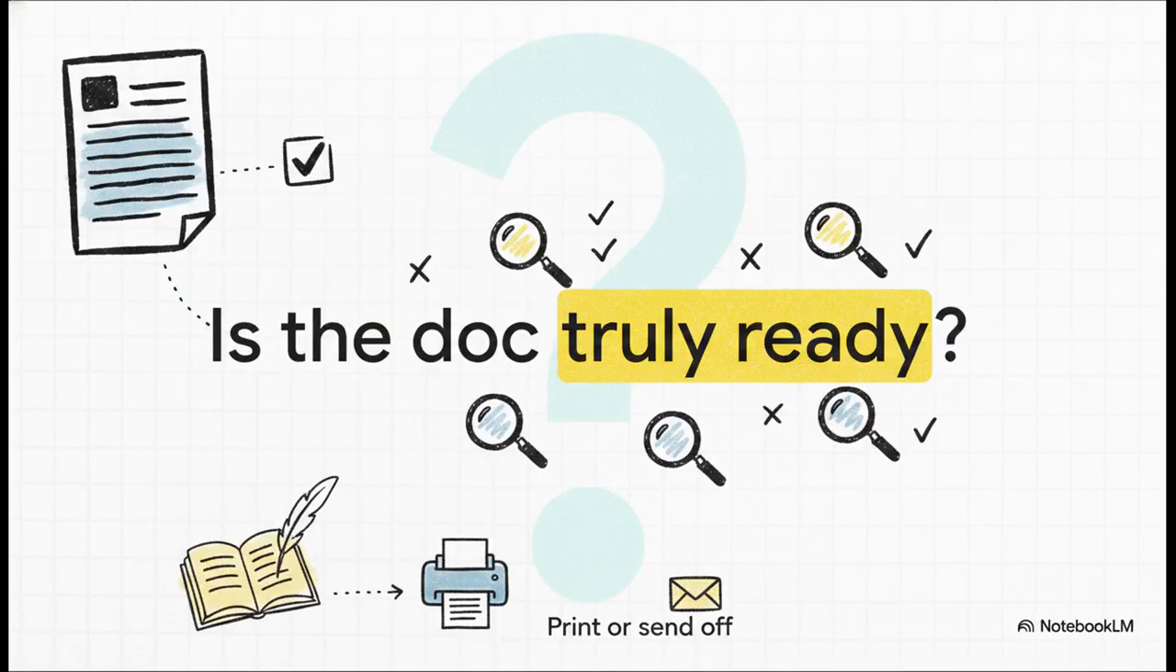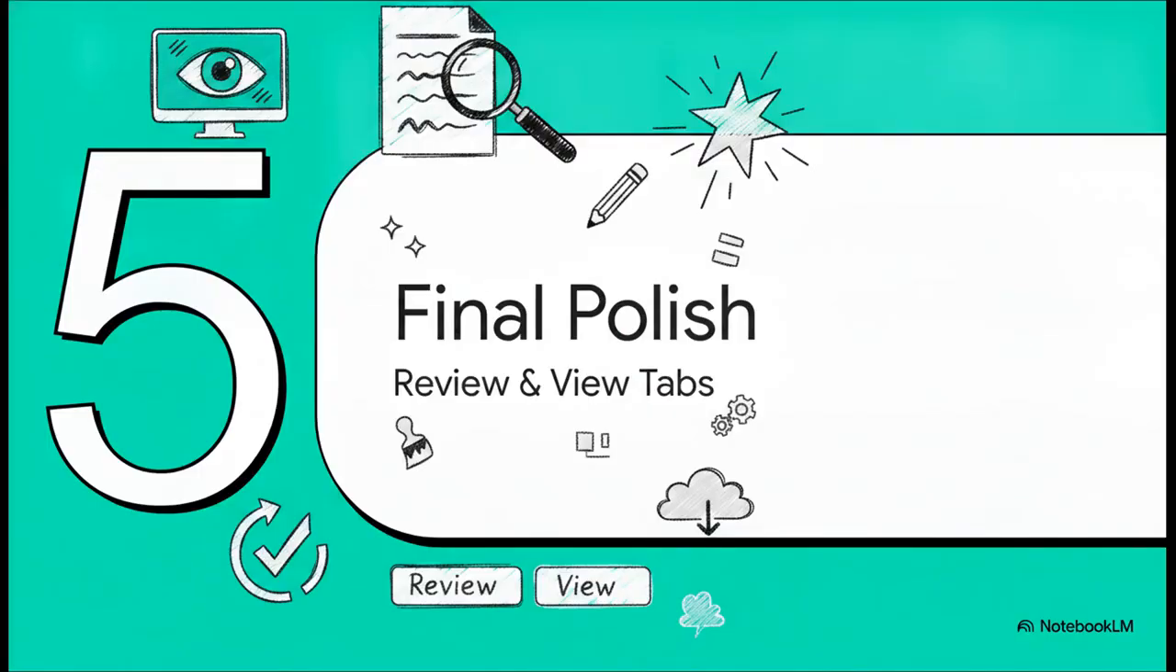So, we've built the text, globally formatted the layout, and added our professional citations. But before we send this off, we have to ask, is our document truly ready for the world? Are there any lingering mistakes hiding in there? Let's head into our final rooms for Section 5, Final Polish, the Review and View tabs.